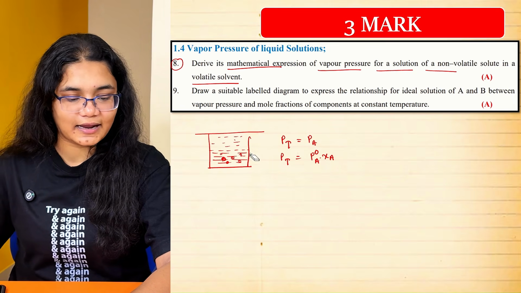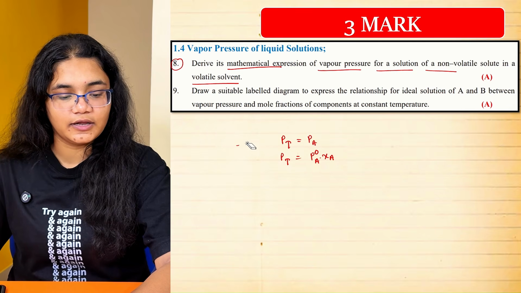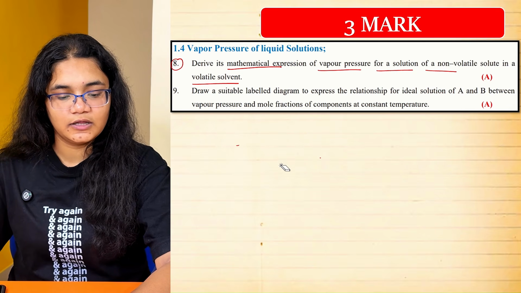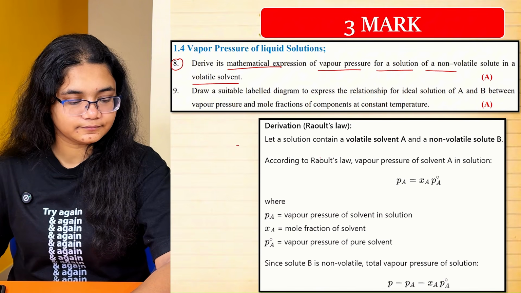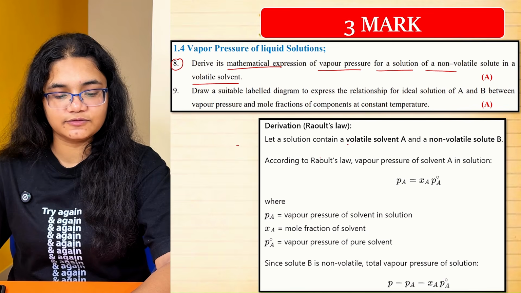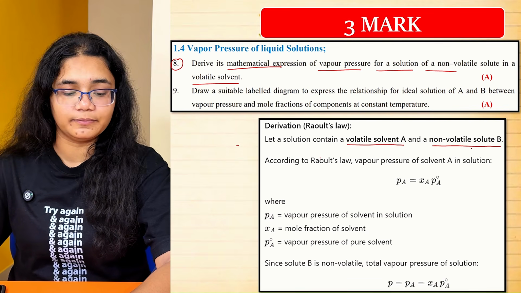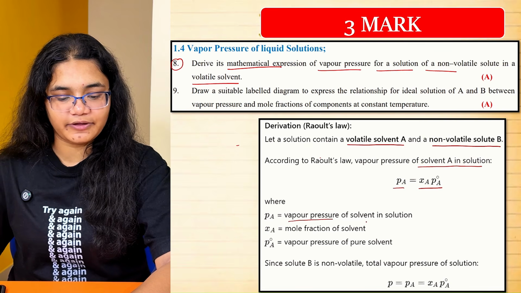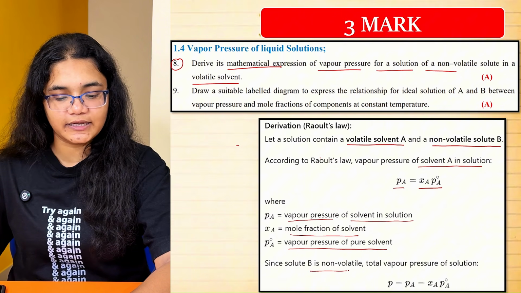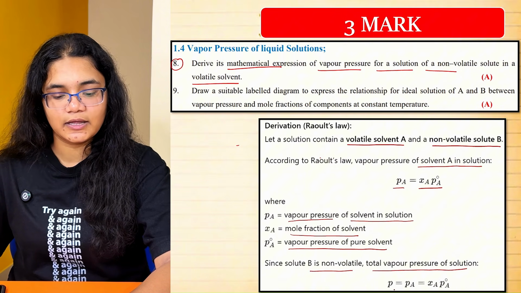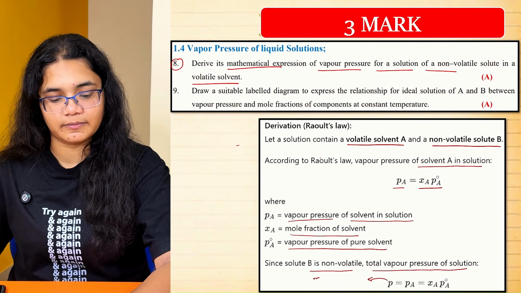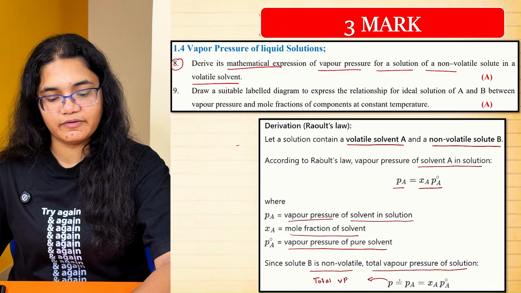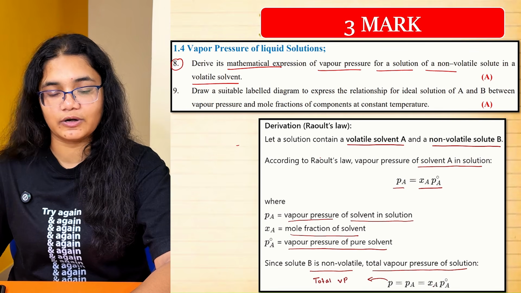So how can I derive it? You have to derive this one and show this. Let a solution contain a volatile solvent A and a non-volatile solute B. According to Raoult's law, the vapor pressure of the solvent A in the solution is equal to P naught A XA, where P is the partial vapor pressure of the solvent in the solution, XA is the mole fraction of the solvent, and P naught A is the vapor pressure of the pure solvent. Since B is non-volatile, the total vapor pressure of the solution, P total, is equal to the pressure of A, which is equal to P naught A XA.